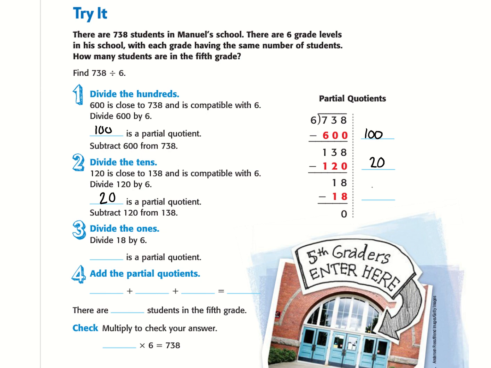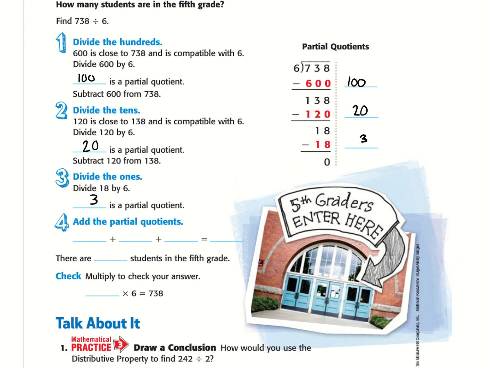Now we know 18 is compatible with 6. So we're gonna use 18, and 6 goes into 18 3 times. So 3 is a partial quotient. So now we're gonna add all of these together. 100 plus 20 plus 3 equals 123. So there are 123 students in the 5th grade.